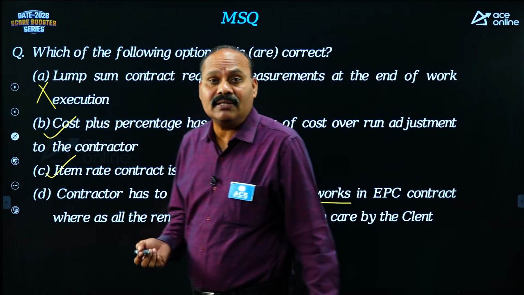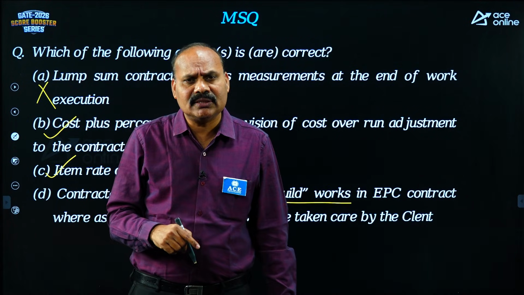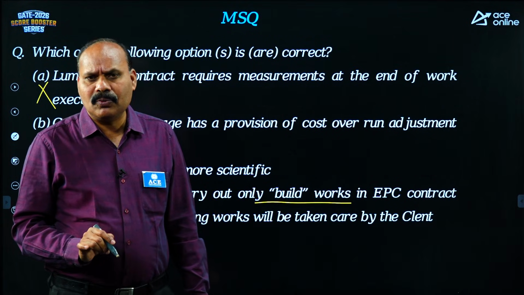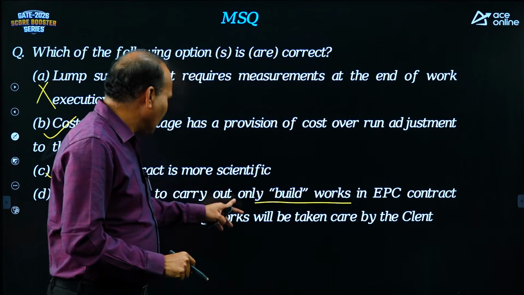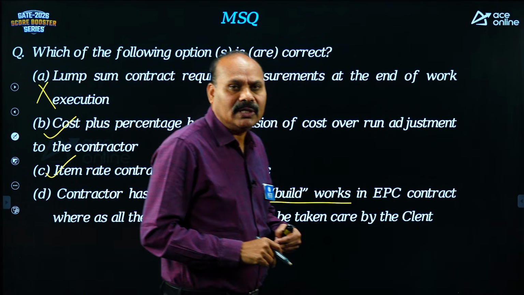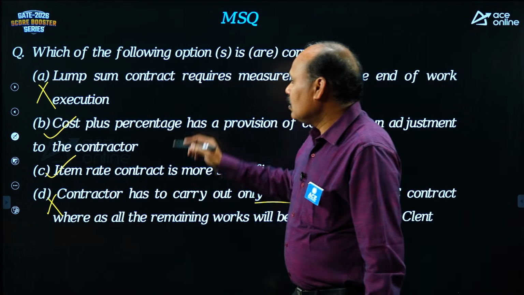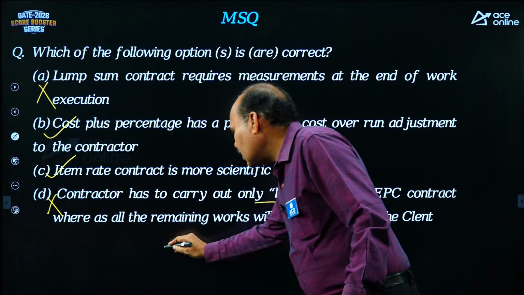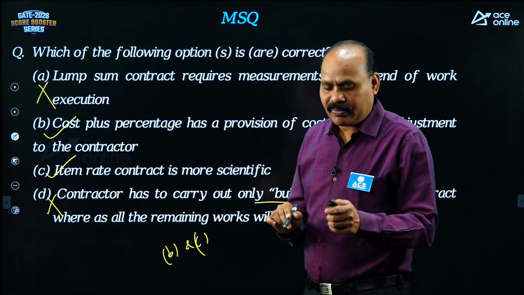Contractor has to carry out only build works in EPC contract. Generally EPC is an integrated type. Engineering, procurement, construction, everything will be taken care of by only the contractor. So one principal contractor has to carry out all the works, but it mentioned only build works, which is not correct. So this is wrong. So what about the right answer here? B and C correct. B and C correct, the remaining are all wrong.